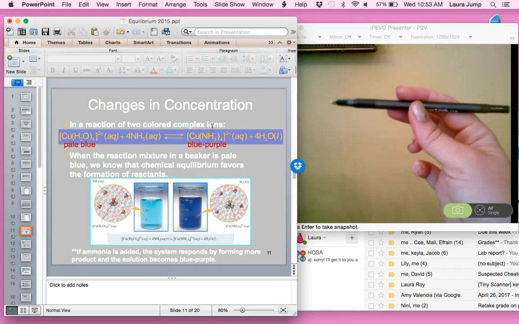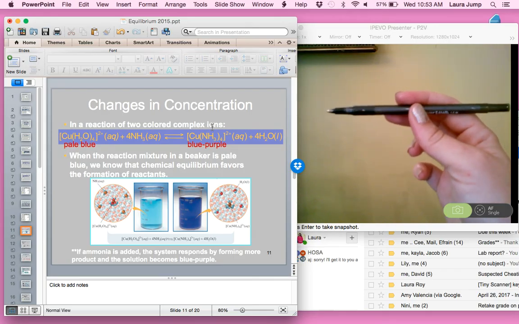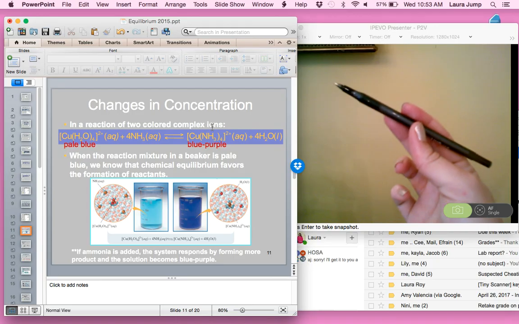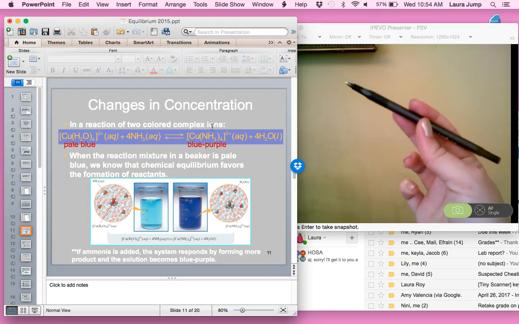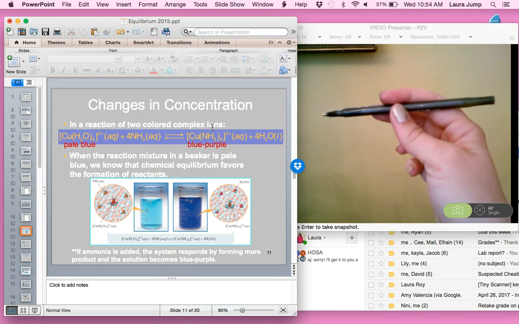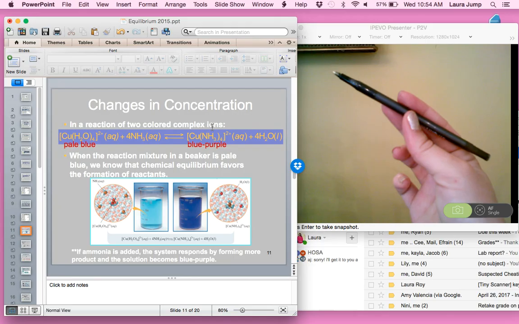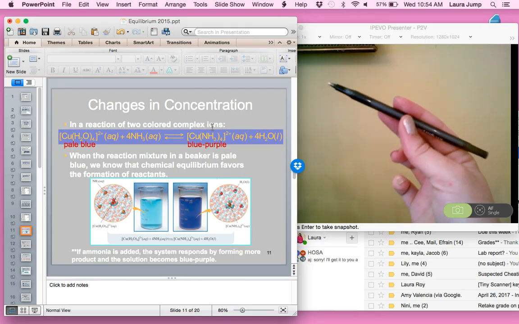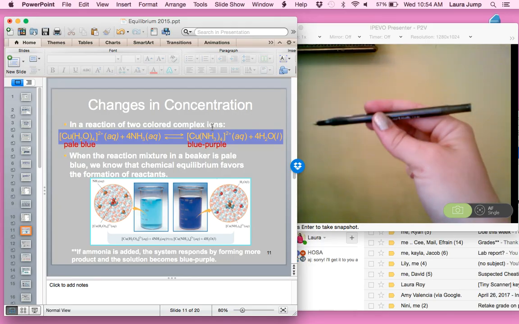How about if we add more of this compound, this copper ammonia compound? If I add more of that, that's a product, so I'm adding more to the right-hand side. I would need to shift the reaction to the left to get that balanced again. So if it gets too heavy on one side, we're basically going to make more of the other side to balance it out.